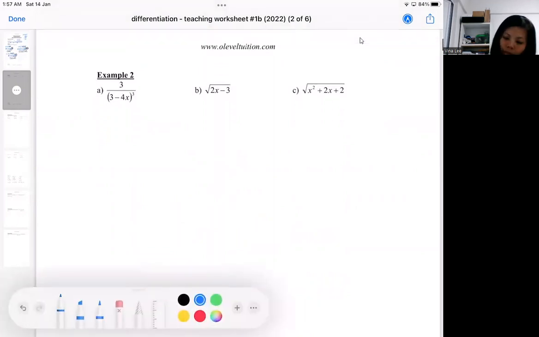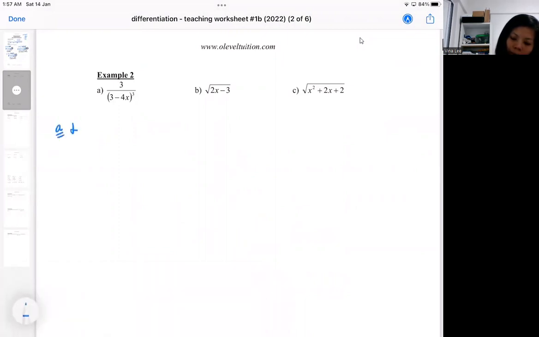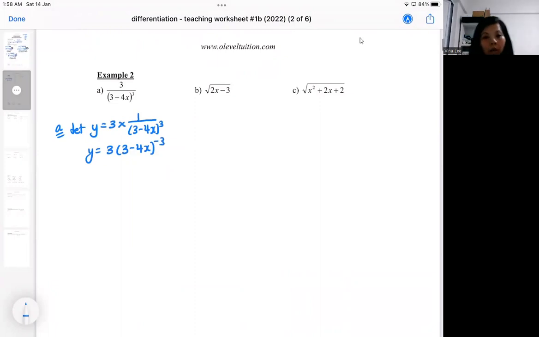So for example here, for part A, I got a fraction. So this fraction, will you be able to tell that, right, it's actually like this? So I need to use some of my indices. So the indices rule that I use here will be this. So you need to ensure that the number and the function is side by side. So let's execute our 3 steps.